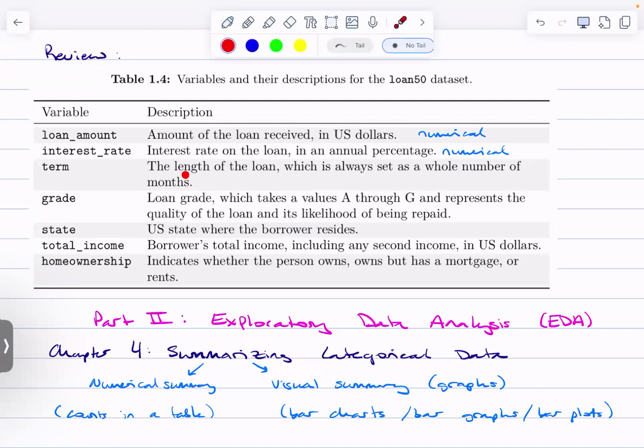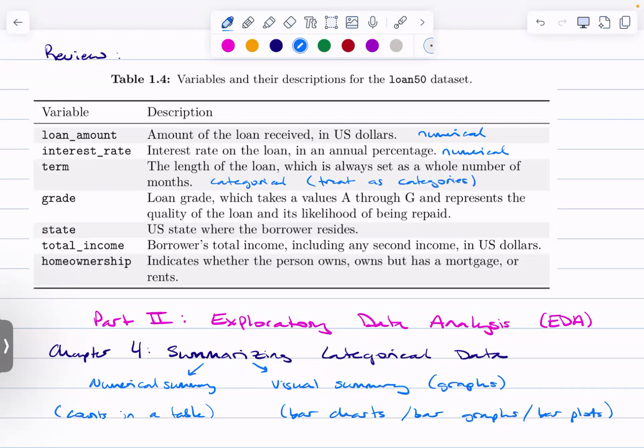The term is the length of the loan, which is always set as a whole number of months. You know? So that to me is kind of a clue. I could use those as categories then, right? And so even though it's numerical, I would probably prefer to analyze them as categories, right? And so I'm going to go ahead and say this is categorical. Right, and so treat as categories.